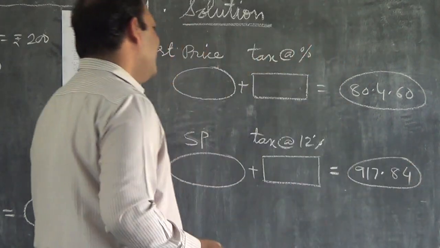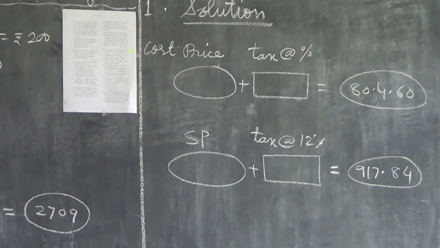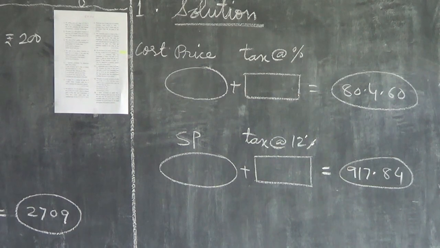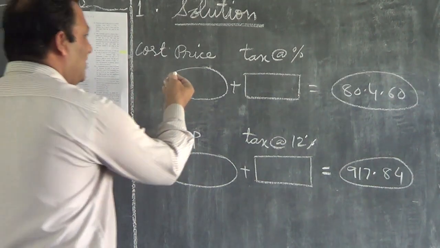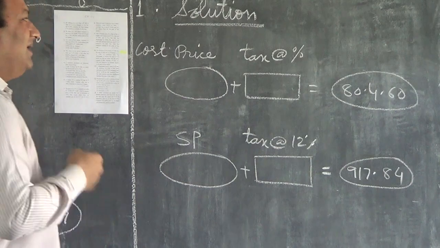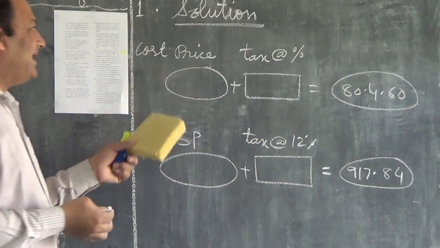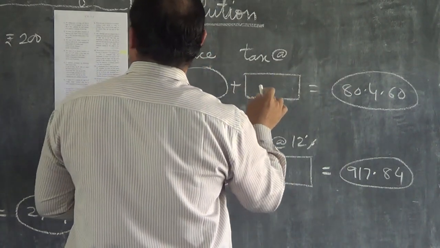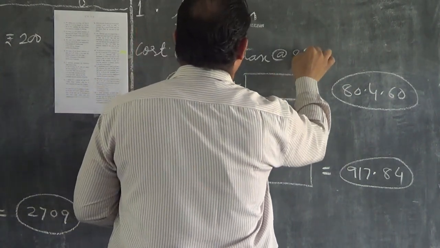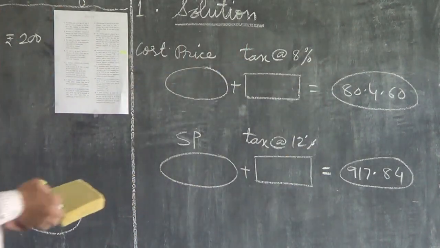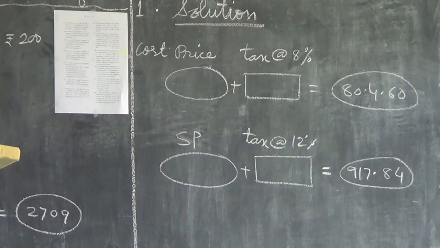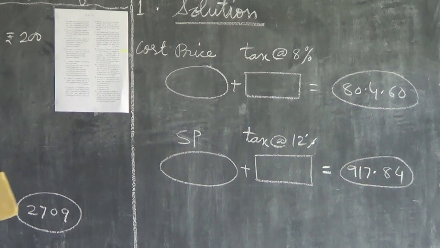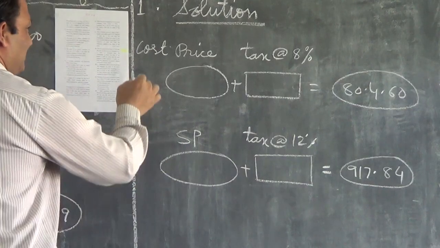917.84. And now these are nothing but two equations. So here you can go for the algebra method or you can go for the unitary method. And here I did not write the percentage, children. This is actually 8%.